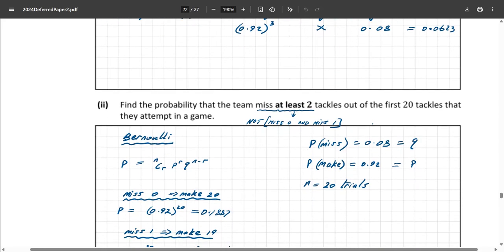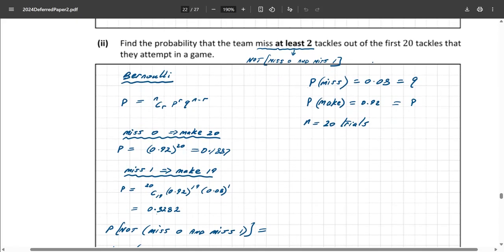Part 2. Again, we have to convert English to maths. That's the secret in these Bernoulli trial questions. Find the probability that the team miss at least 2 tackles. What are they saying here in maths language? Well, if you miss at least 2, that's the opposite of missing 0 or 1 tackles. There are 20 tackles, so at least 2 means 2, 3, 4, 5 up to 20. In other words, you're not missing 0 or 1. So if you phrase it like that in more logical language, we're going from English to logical, and we can convert logical again into maths in the next step after that.